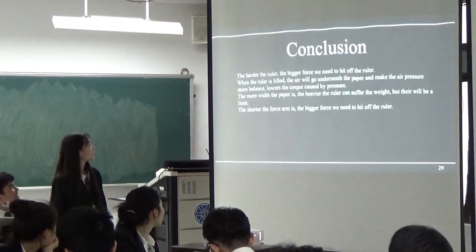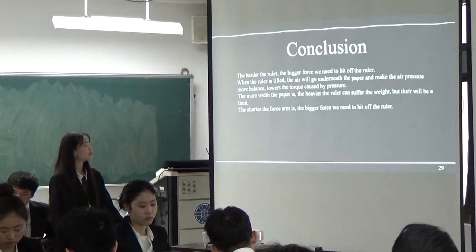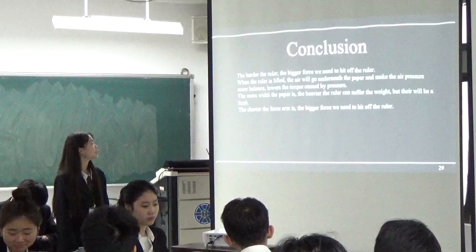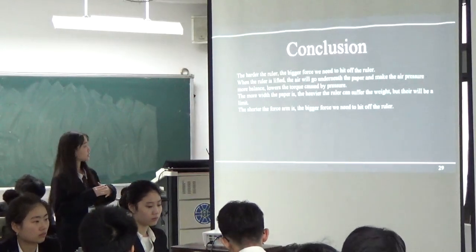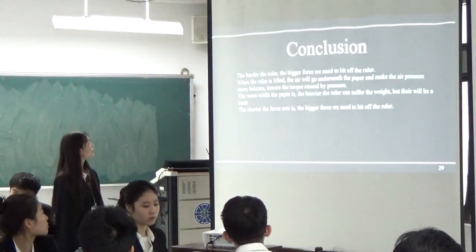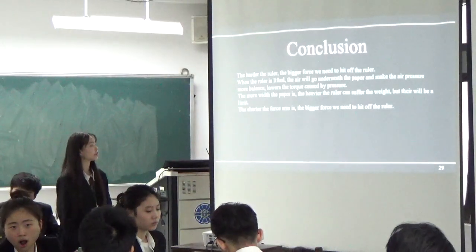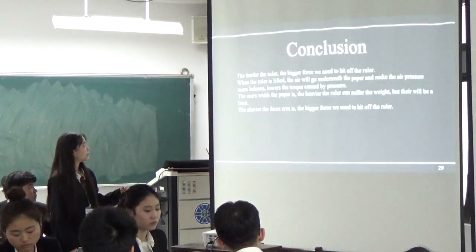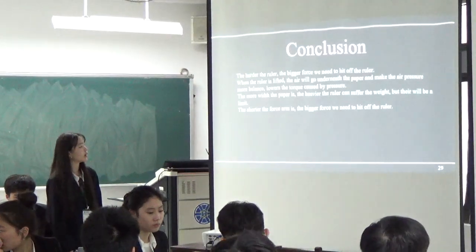So in our conclusion, we found out that the harder the ruler is, the bigger force needs to be used to hit off the ruler. And when the ruler is lifted, the air will go underneath the paper and make the air pressure more balanced and lower the torque caused by the pressure. And the wider the paper is, the heavier the weight the ruler can suffer. But there will be a limit. And the shorter the force arm is, the bigger force we need to hit off the ruler.